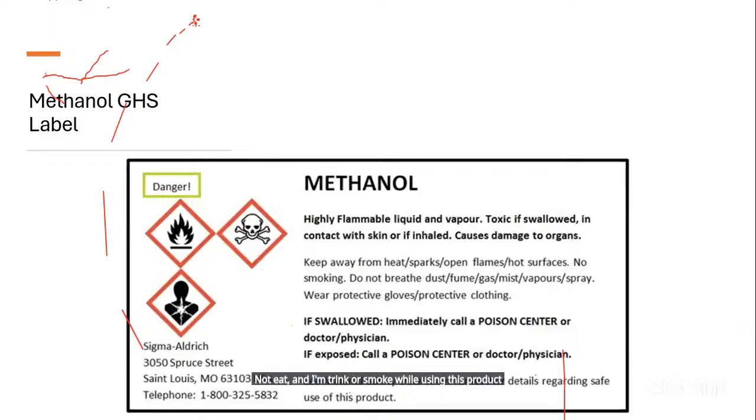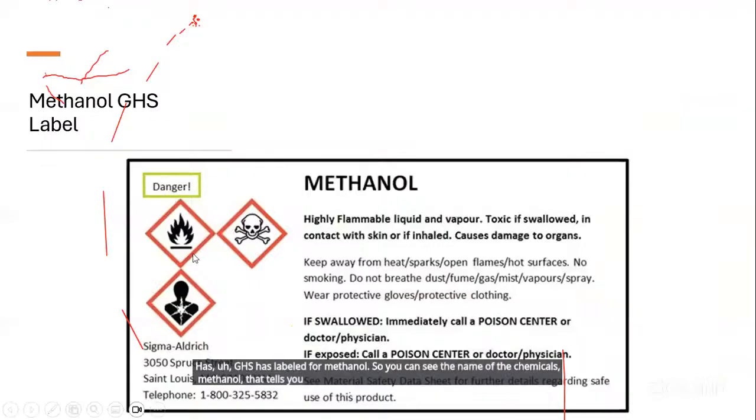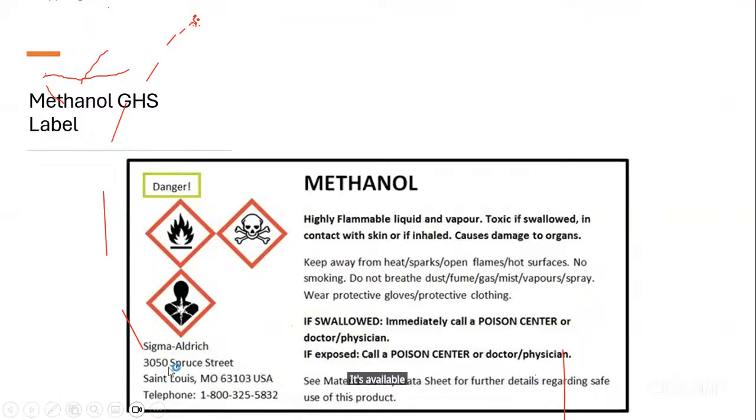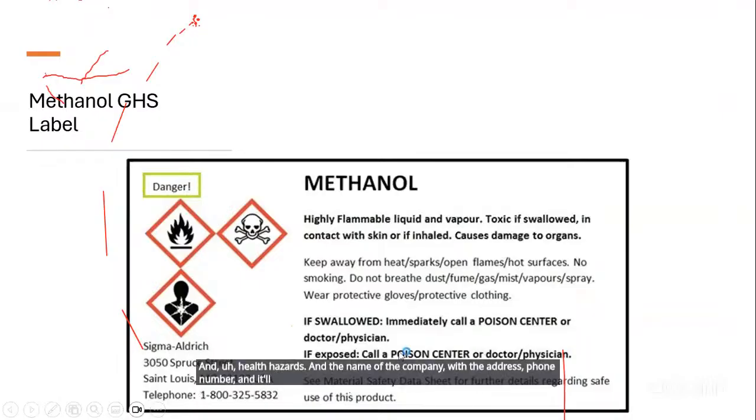And this is an example of a GHS label for methanol. So you can see the name of the chemical, methanol, and it tells you danger. Then you see the pictograms. It's toxic, it's flammable, and a health hazard. And the name of the company with the address and phone number. It tells you what to do.